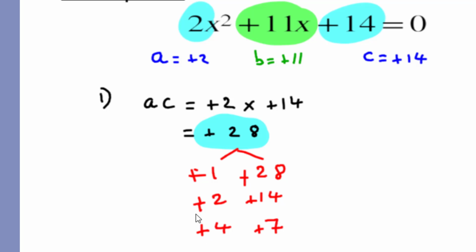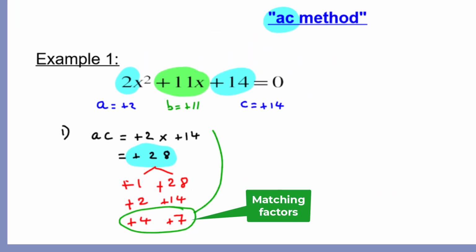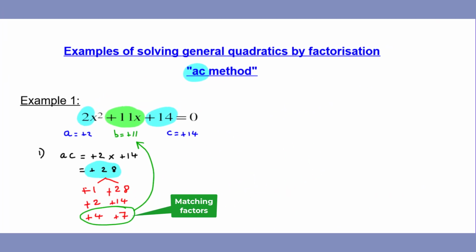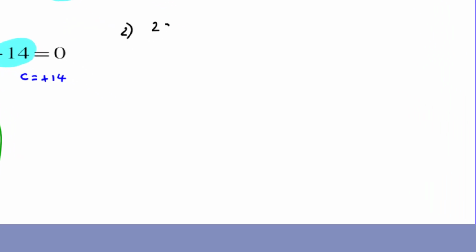All these factors multiply to give us the plus 28. But we have to identify which two are going to add up to give the factor of x, with the value of b, which is plus 11. In other words, the matching factors this time are going to be 4 and 7, because plus 4 plus 7 gave us the value for b, the factor of x, which is plus 11, and we found our matching factors.